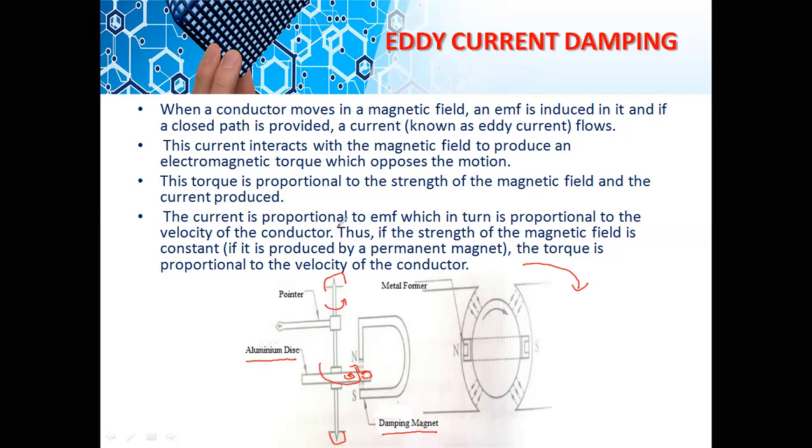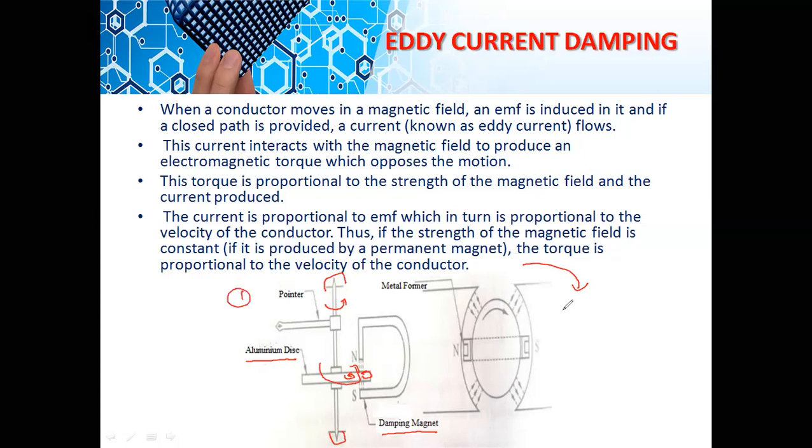So the current is proportional to EMF, which in turn is proportional to the velocity of the conductor. Thus, if the strength of the magnetic field is constant, because we won't be changing the permanent magnet, so it is going to be constant, the torque is proportional to velocity of the conductor. That means motion of the spindle. So for this, there is another arrangement. So this is arrangement 1.